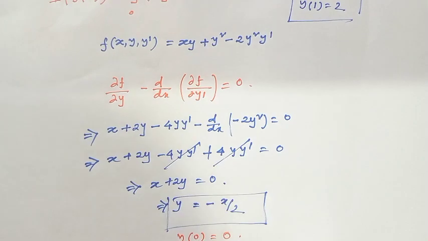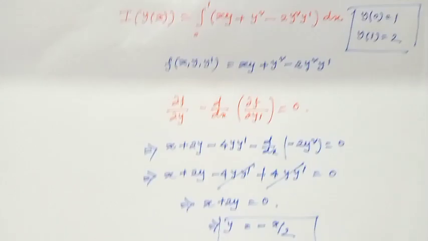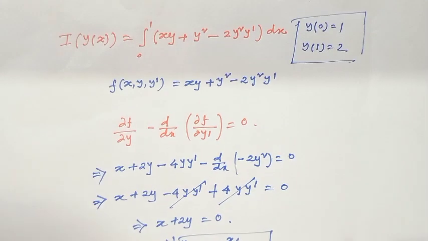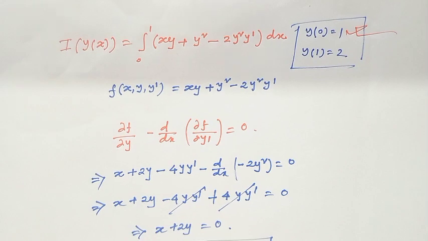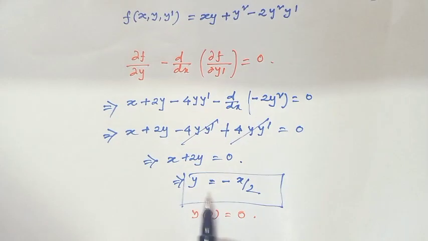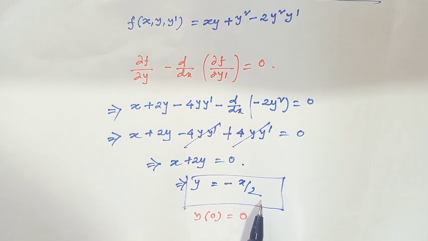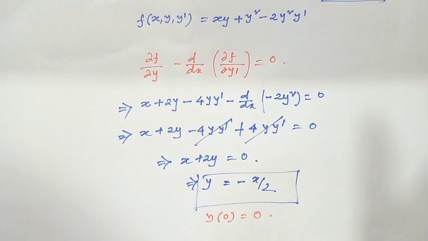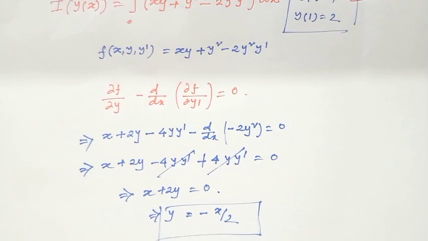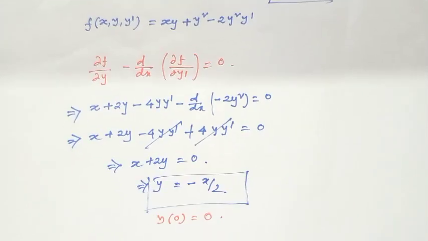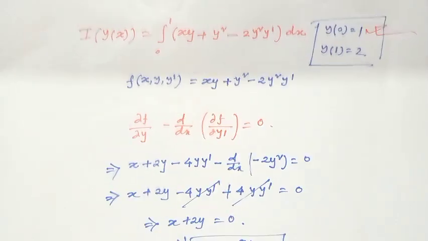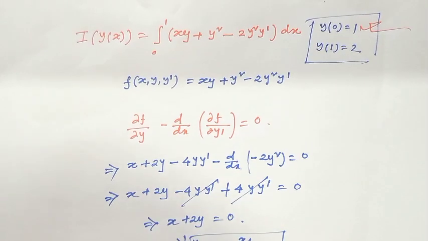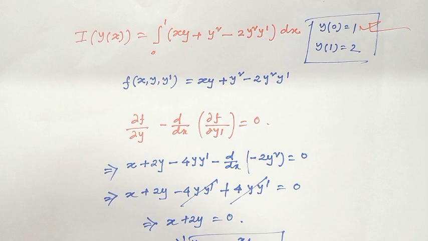But here the given boundary condition is y(0) = 1. That means this function y = −x/2 does not satisfy the boundary condition. So obviously this functional has satisfied the Euler equation, but since it does not satisfy the boundary value problem, this functional does not have any extremal.